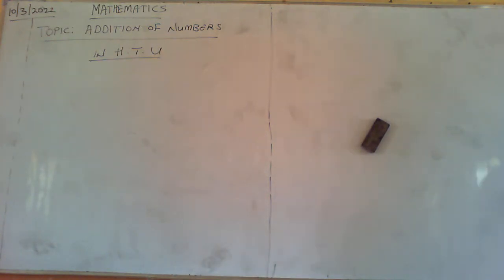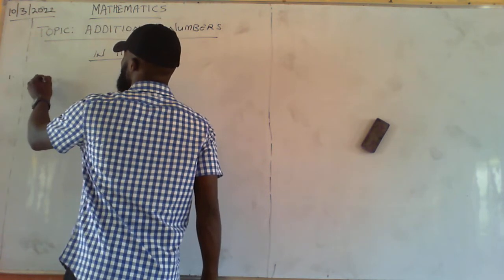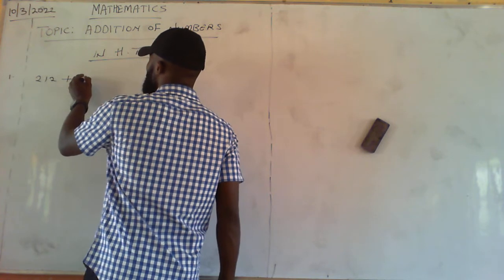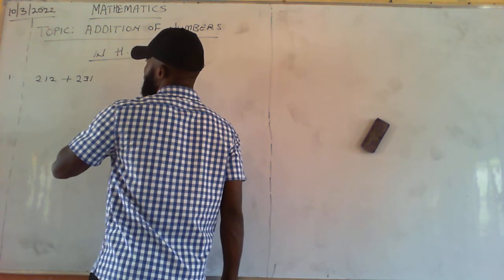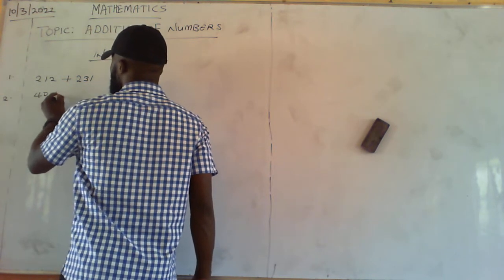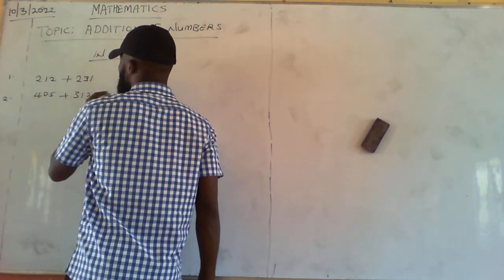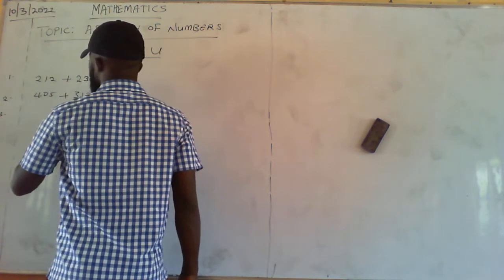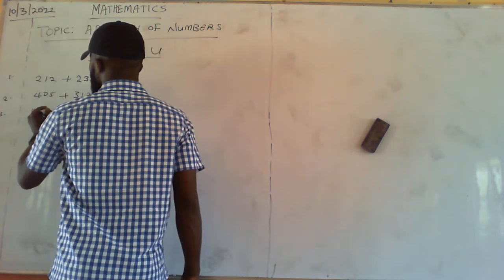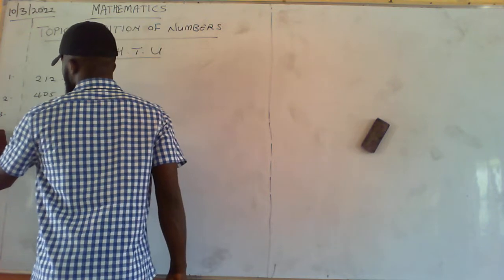Now, for example, I ask you question 1: 212 plus 231. Question 2: 405 plus 312. Number 3: 431 plus 372.